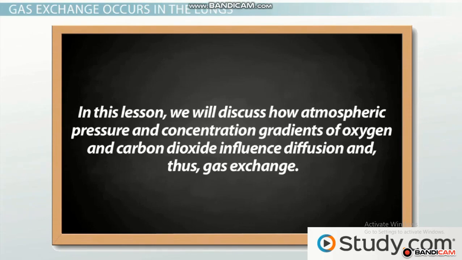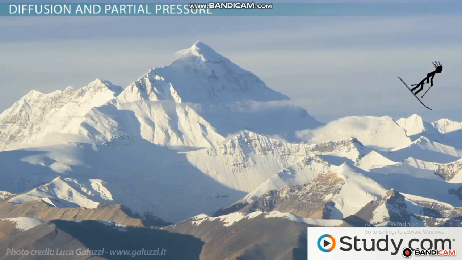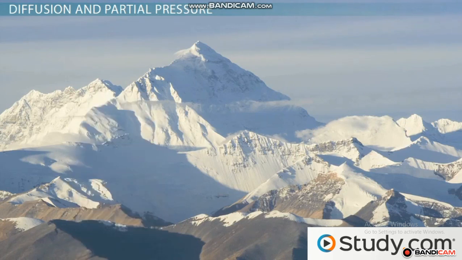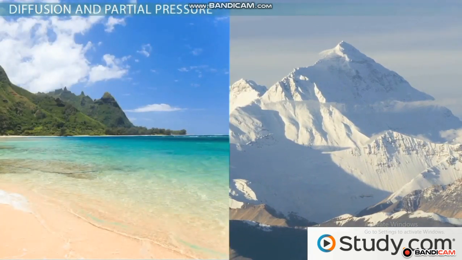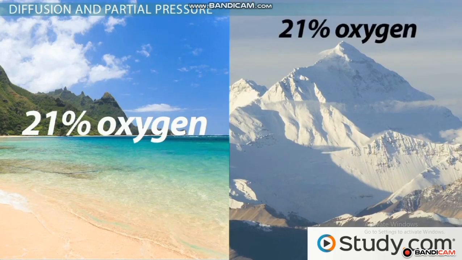thus gas exchange. If you've ever been skiing or mountain climbing, you have probably experienced shortness of breath. You may have said or heard someone else say that the air is thin at high altitudes. Well, what does it mean to say the air is thin? A common misconception is that less oxygen is available at high elevations. As it turns out, however, the concentration of oxygen remains pretty much the same, regardless of the elevation. The concentration of oxygen is about 21% at sea level and on top of Mount Everest. Therefore, shortness of breath at high elevations is not due to less oxygen.